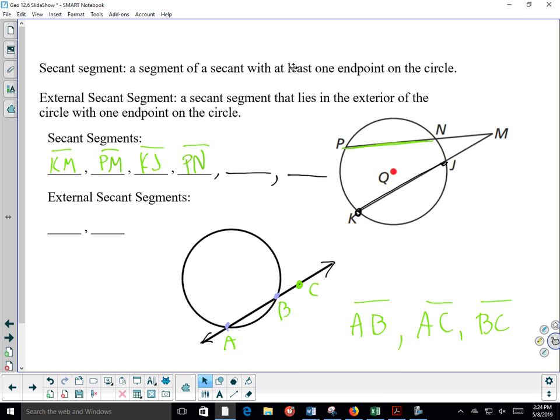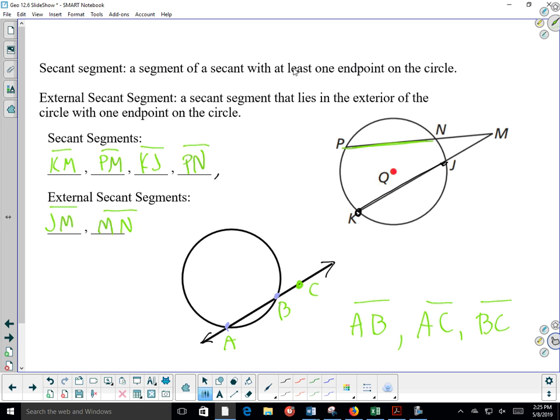So if those are our secant segments, then what are the external secant segments? Those are going to be secant segments that lie in the exterior, Maya? Segment JM and segment MN. Are we okay with this? Yeah, I guess.